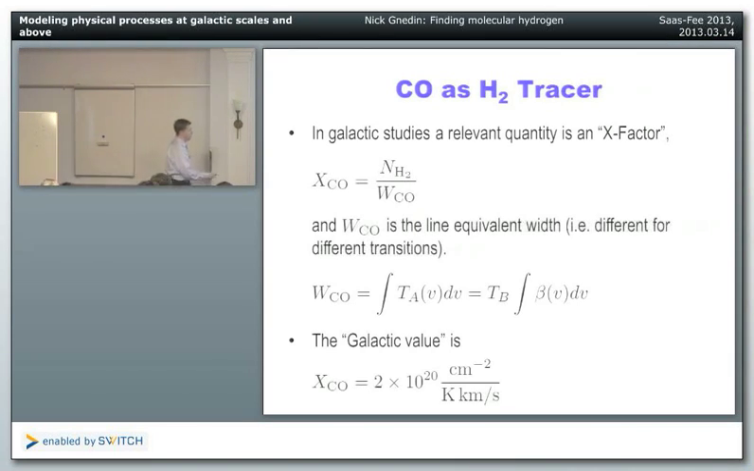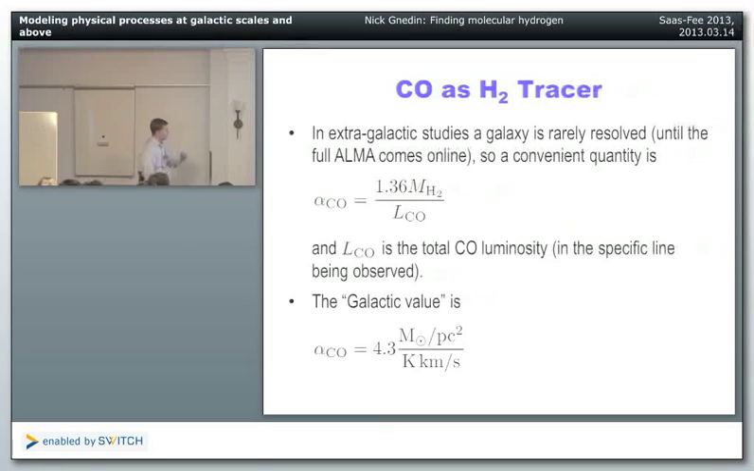The equivalent width is just the integral of the antenna temperature over the width of the line in velocity units. Antenna temperature just measures the amount of radiation in radio that you get. It's just a unit radio astronomers use to make sure that radio astronomy looks very different from optical astronomy, so that everyone gets confused. So that's the galactic value. The value used in the galaxy is 2 times 10⁻²⁰ in those weird units, so it's even worse than the Hubble constant. It's centimeters here, kilometers here, so tons of confusions you can make.